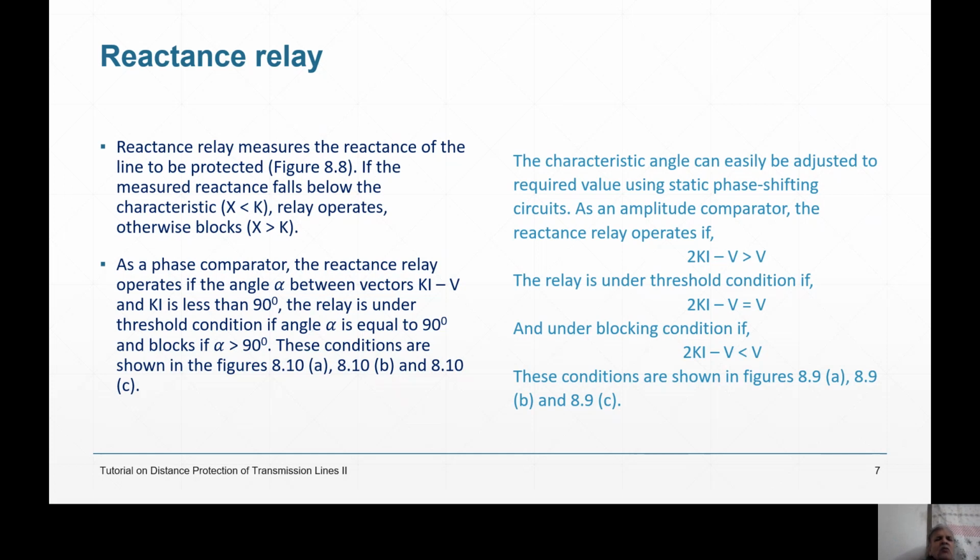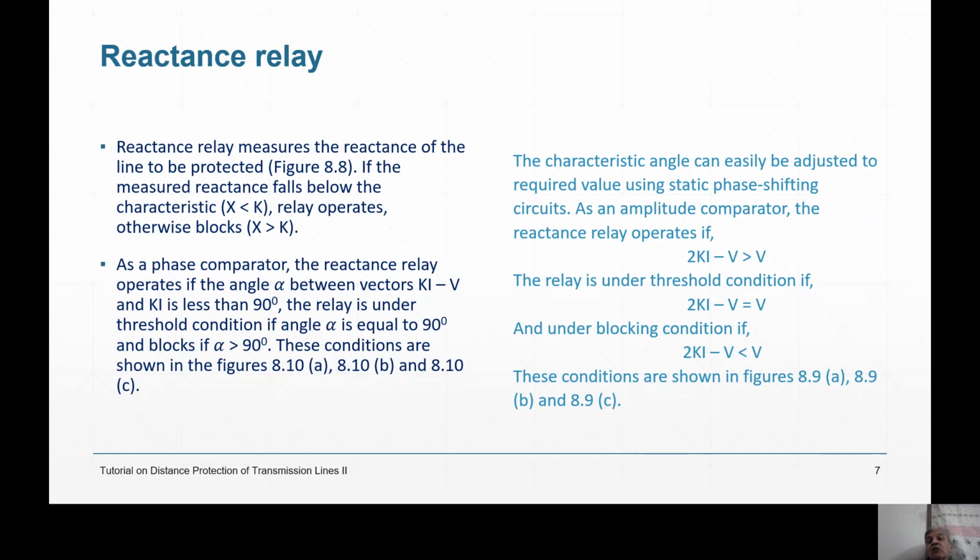If you convert this into phase comparator and amplitude comparator, then the phase comparator reactance relay compares Ki minus V and Ki. If the angle between Ki minus V and Ki is less than 90 degrees, the relay operates. Equal to 90 degrees, threshold. More than 90 degrees, block.